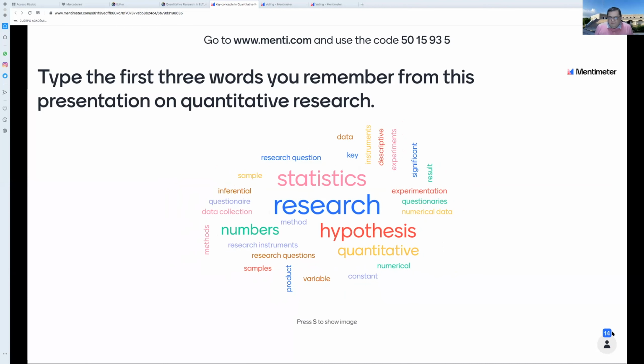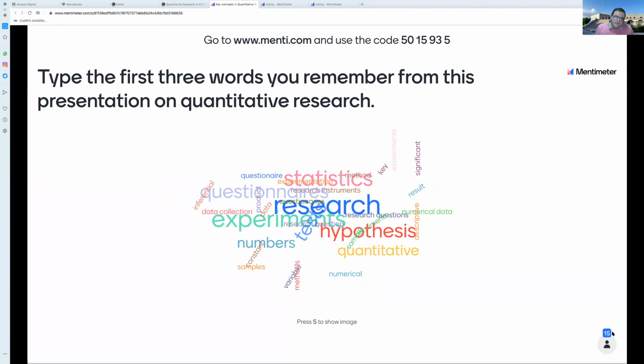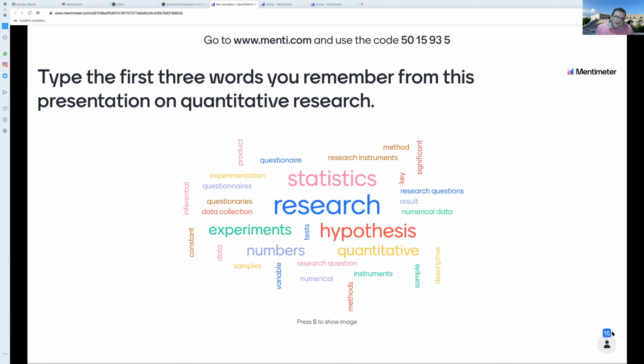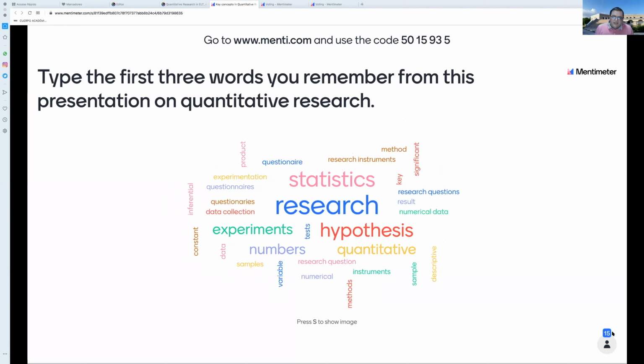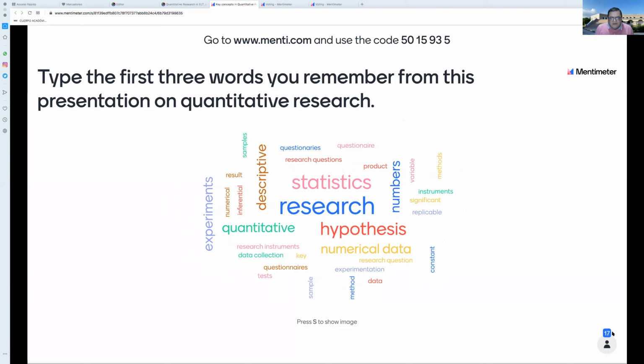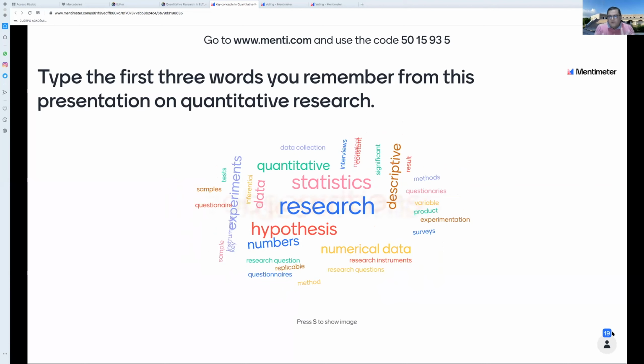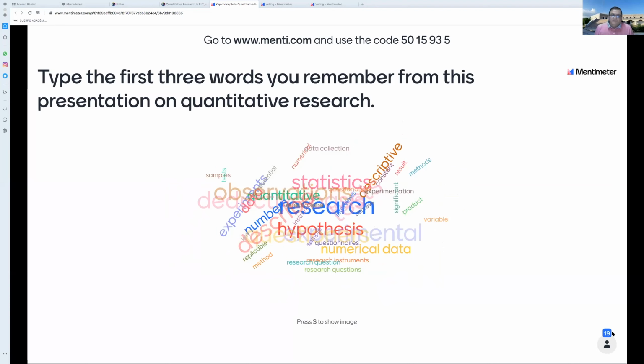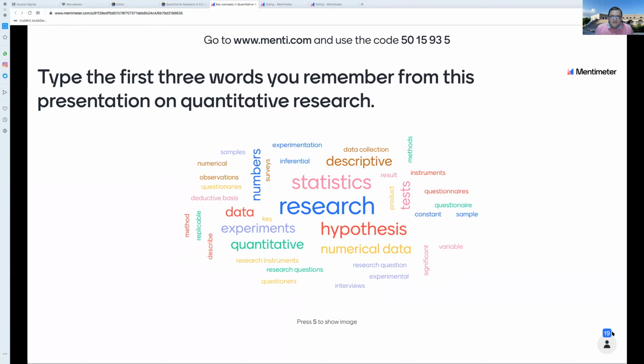14 people, 15 people, product, yep. Experiments, numerical, inferential, data collection. All these words are from you. So you are contributing to this word cloud. And this will be a word cloud to remember, like the film A Walk to Remember, a word cloud to remember.